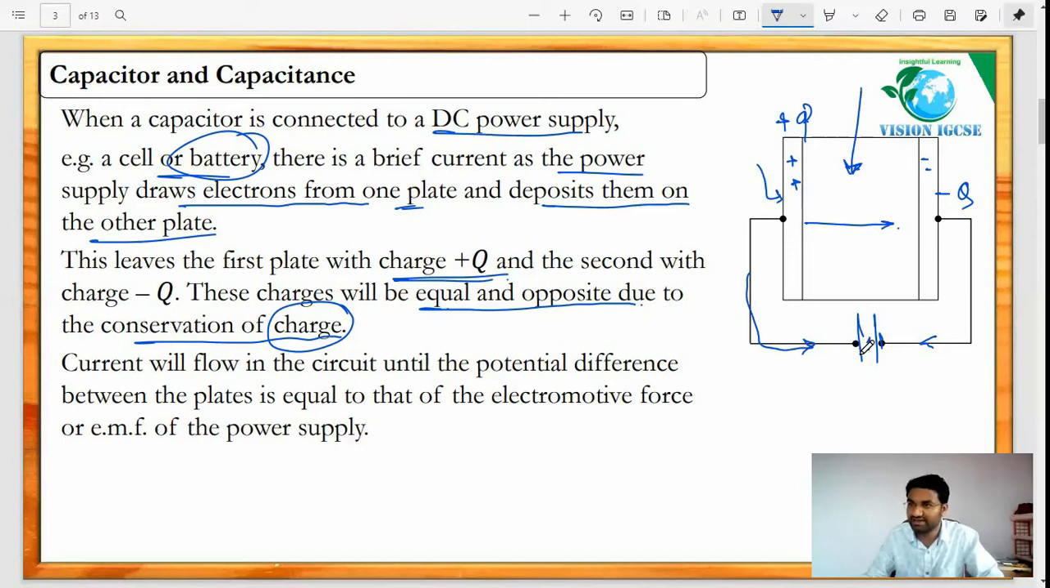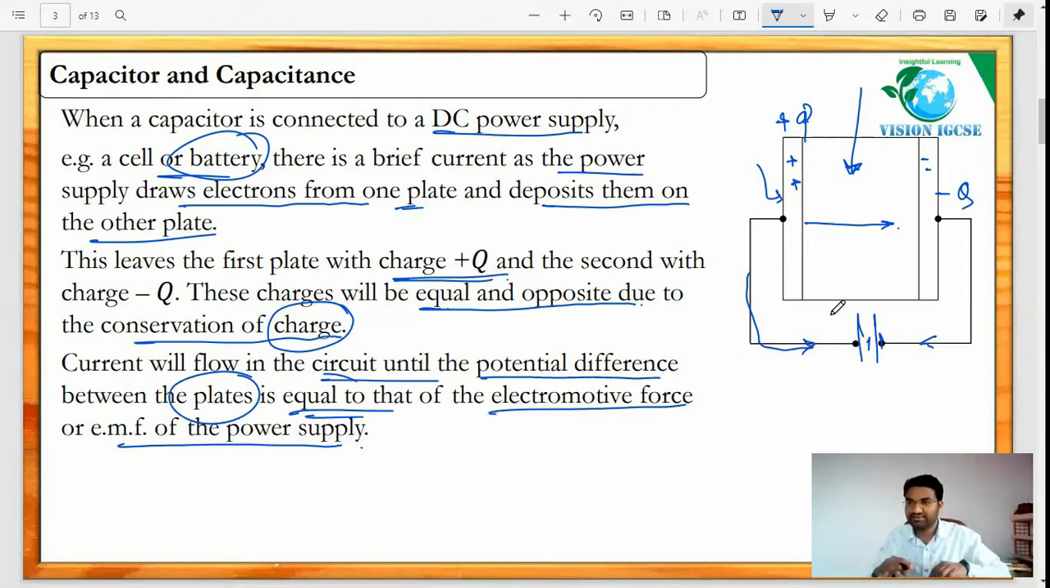In the capacitor, current flows in the circuit until the potential difference between the plates is equal to the electromotive force, EMF, of the power supply. It means the charges are supplied until they become equal. Fine, so this is the working of a capacitor connected to a battery.